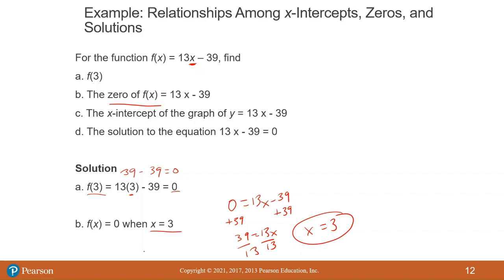Okay, it's that simple. Basically it gives you the coordinate point (3, 0). That is the 0. That is where it hits the x-axis.